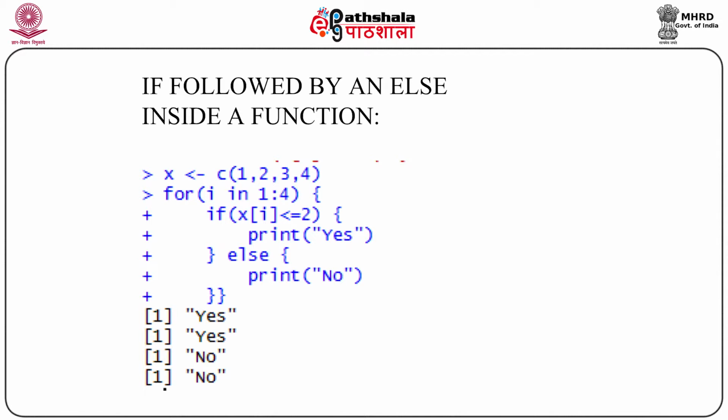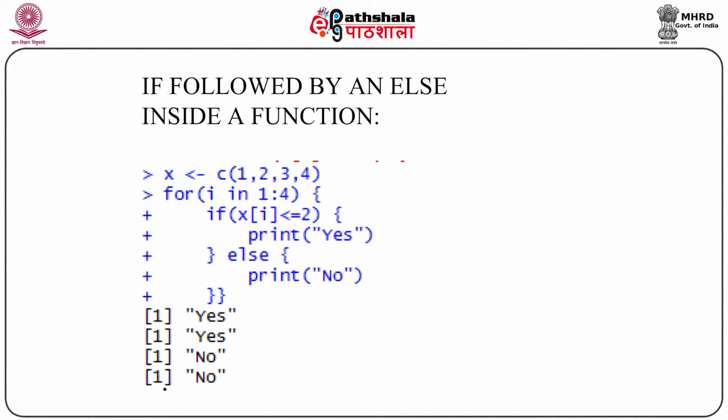Here for each of the values of i, which indicates the position of the values of x, we are getting a number from the x vector. And then we are checking, as we are directed, if that value is less than or equal to 2, then we will print yes, else no will be printed. So basically this x[i] less than or equal to 2 part is the conditional statement here, and yes or no are the actions that are being executed.